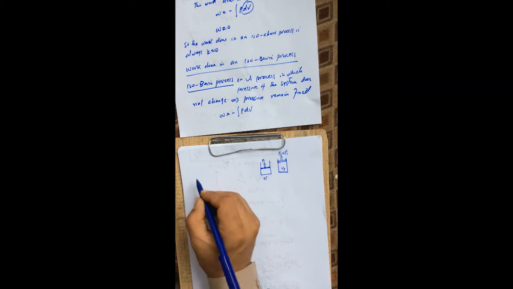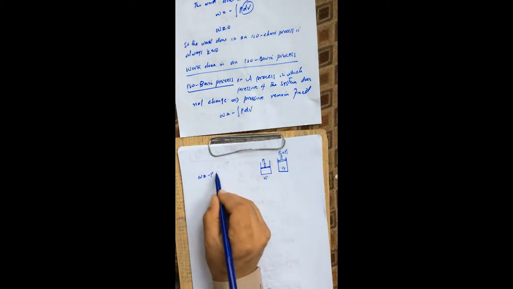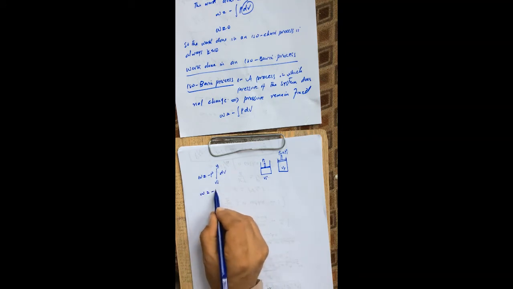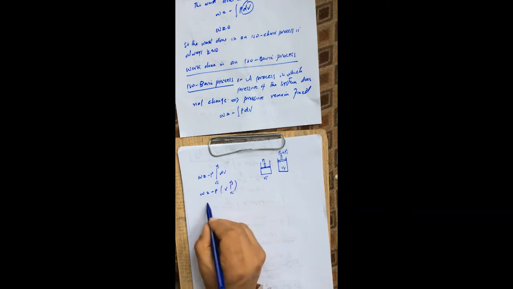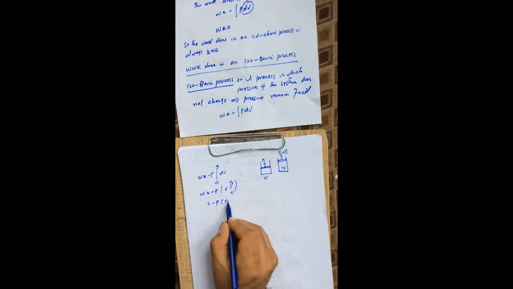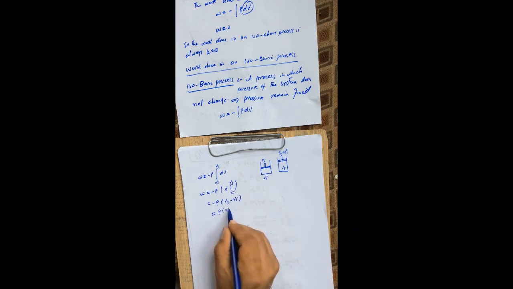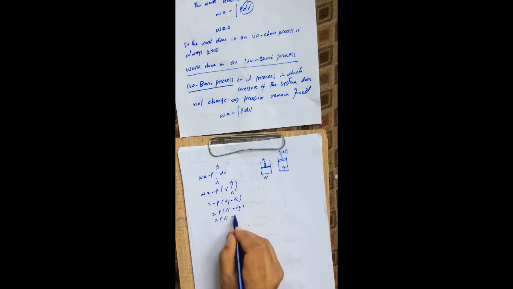So the work done will be equal to, since pressure is constant, I will keep it outside of the integral, and the volume changes from the initial volume to the final volume with dV. So the work done will be minus P times the integral from Vi to Vf of dV. So this will be equal to minus P into Vf minus Vi. I can write it as P into Vi minus Vf, or PVi minus PVf. This is the work done in an isobaric process.